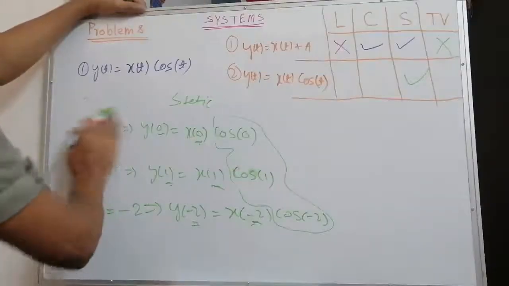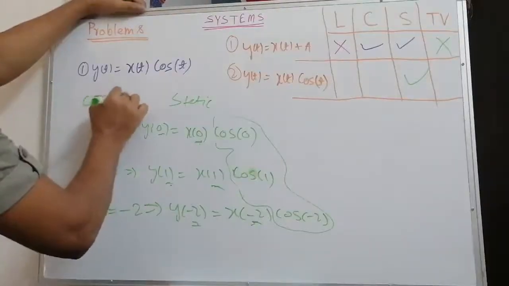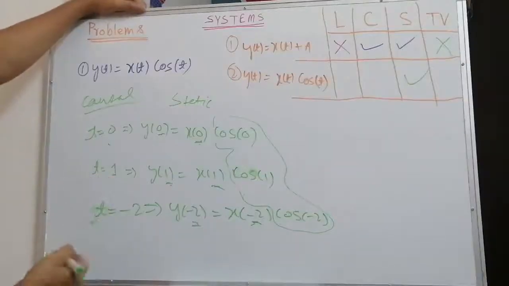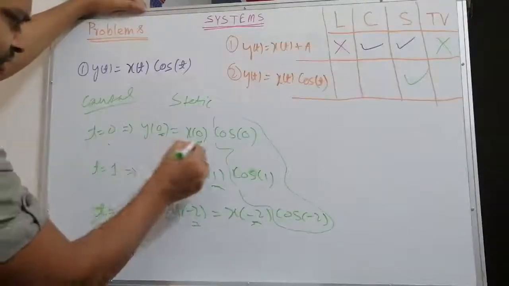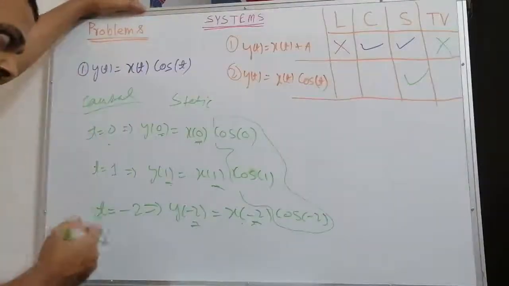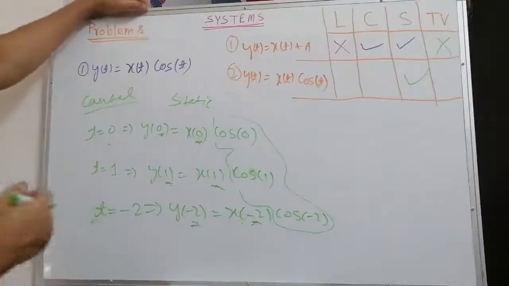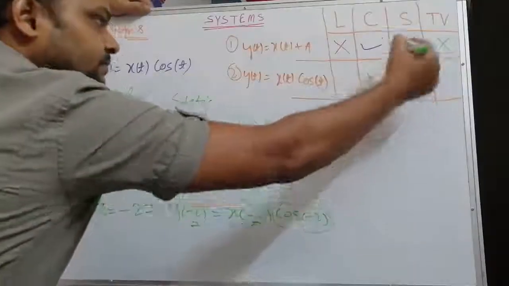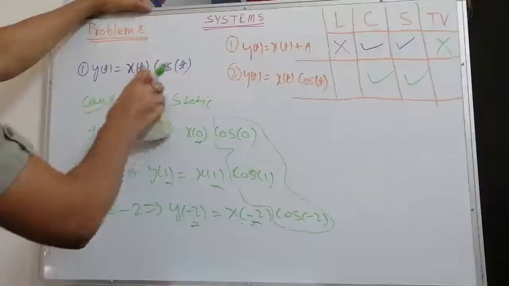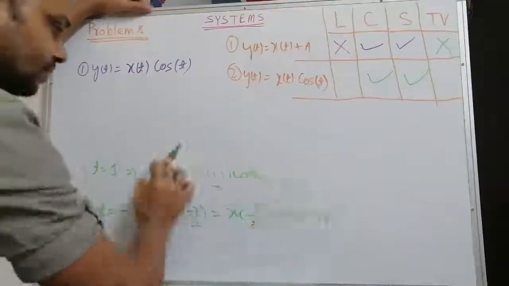Now for causal, put t equals 0, minus 1, minus 2 again, but we see that at all times it is depending on the present value. If it is depending on the present value, then the system is causal. Now let us check whether the system is linear or non-linear.